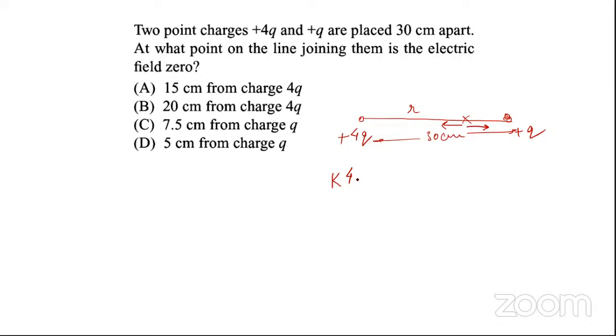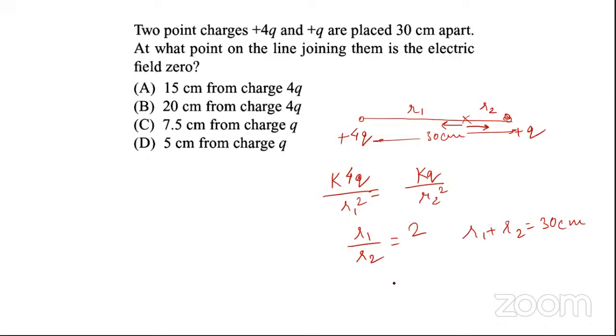See, K into 4Q upon R1 square, suppose we take this R1 and take this R2, equals K into Q upon R2 square. That gives us R1 upon R2 as 2, and R1 plus R2 is 30 centimeters. So from here we can see that R1 equals 20 centimeters and R2 equals 10 centimeters. So that gives us the option B as the right answer.